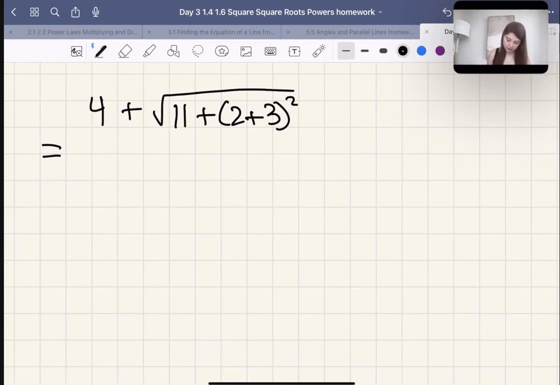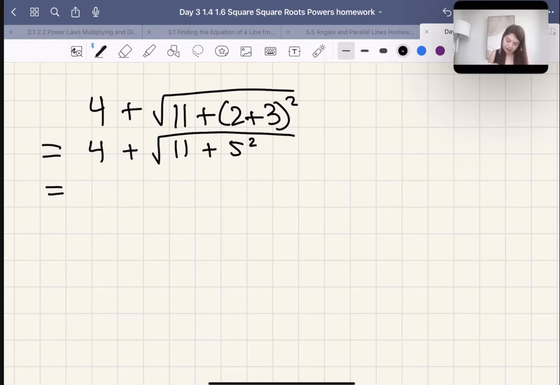So yeah, there's 2 sets of brackets. Let's first start with the most inner set of brackets, though, which is the 2 plus 3. Because those brackets are within that square root, they're just a part of the square root. So we start with those. So we have 11 plus 5 squared.